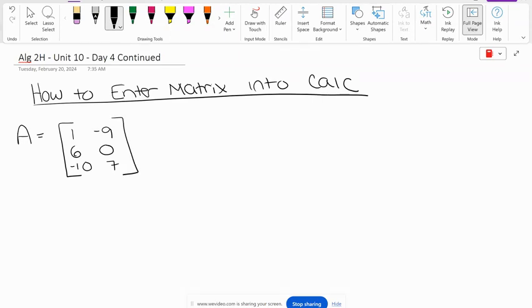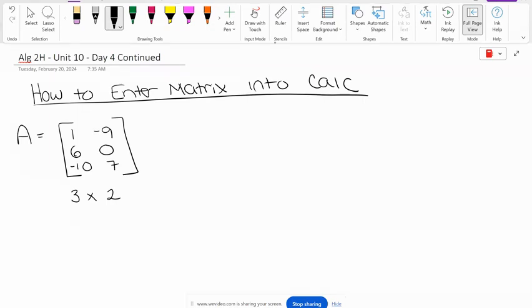Somebody tell me what is the dimensions of this matrix? Somebody besides Ange. Brenna? Good. This is a 3 by 2. Remember, it's always rows by columns.